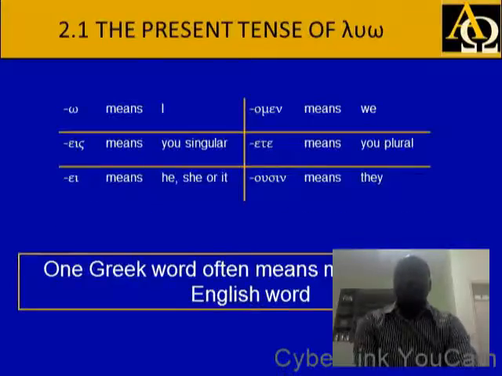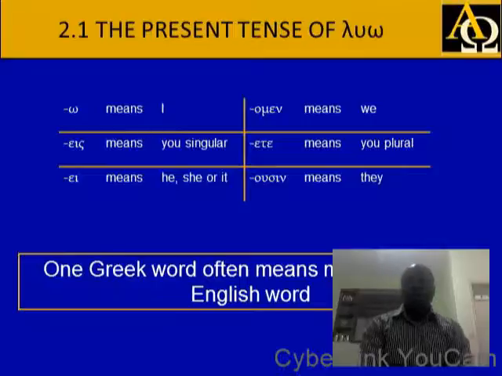Okay. So here's what I was talking about, the endings. You need to know the endings of these present tense verbs. So o is I, eis is you, ei is he or she, it, omen is we, ete is you, plural, ozin means they. Okay? So we can have another Greek word, not luo, and be able to complete it the same way. For example, the word lego. So lego, legeis, legei, legomen, legete, legozin.